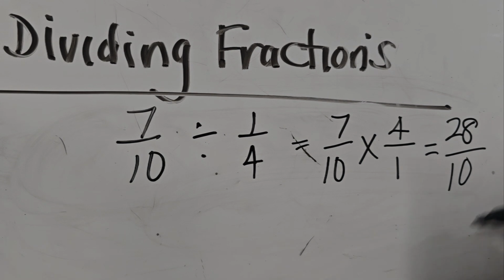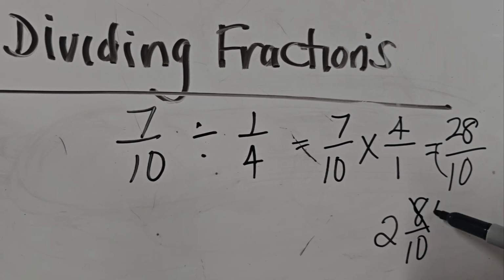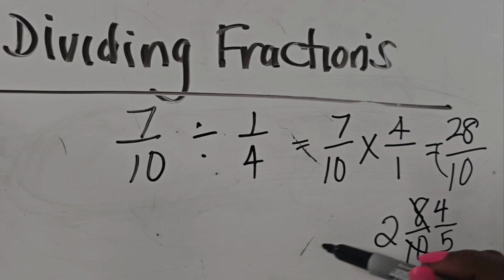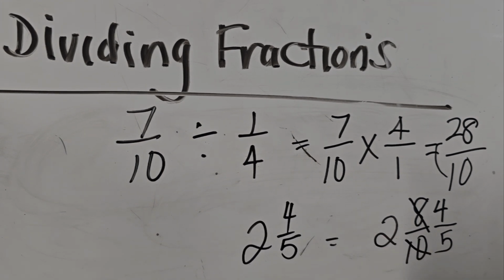Again, that number is improper. You can reduce. You can divide up. How would you reduce this improper fraction? I would say 10 goes into that 2 times, and 8 left, with 8 over 10. Even 8 over 10 can still be reduced by 2. 2 goes into 8, 4. 2 goes into 10, 5. Okay, so our truest answer is 2 4/5.